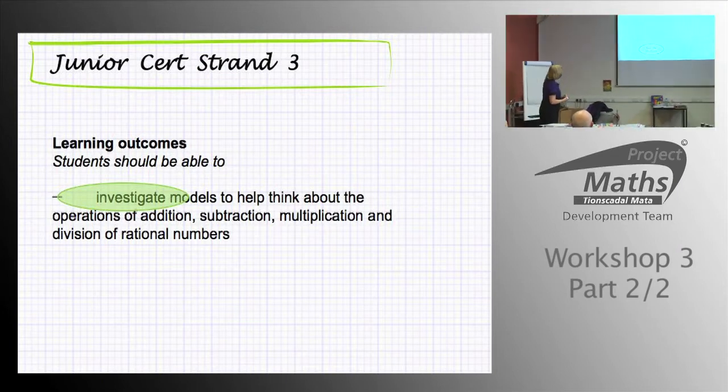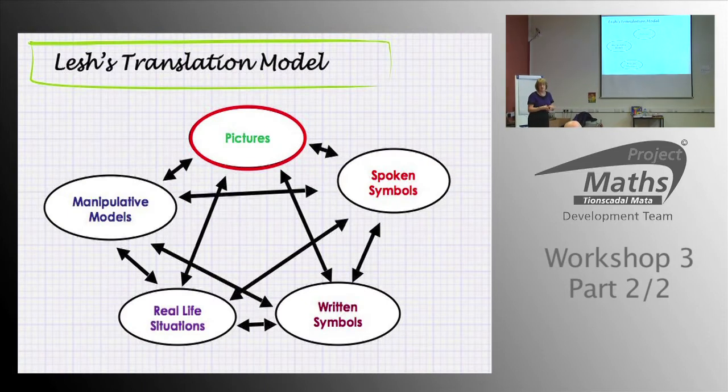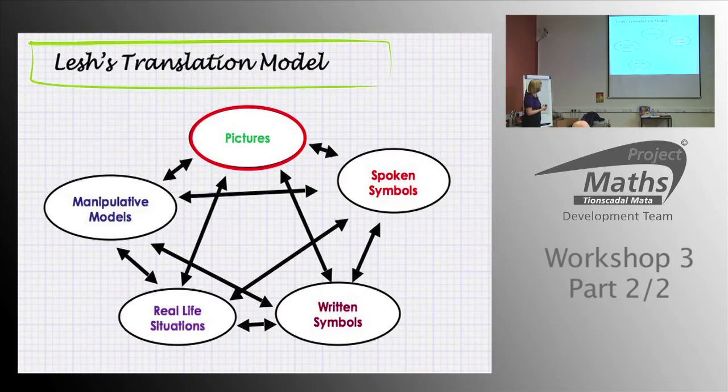Now, I don't know if many of you have heard of Lesh and his translation model, but he says maths can be represented in all these different ways, and they're all interrelated. So you have your real life situations, manipulative models, pictures, spoken symbols, and written symbols. I suppose that's where we have been for a long time in our teaching of maths, at the written symbol.